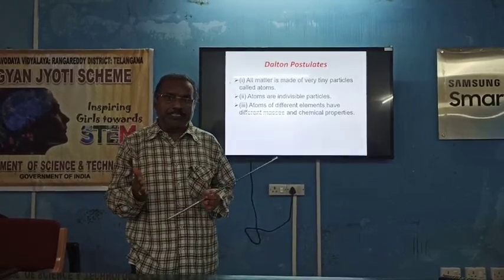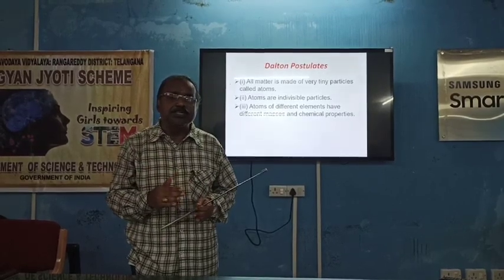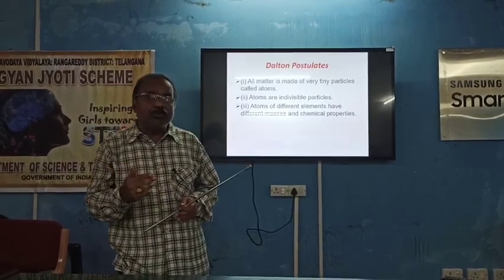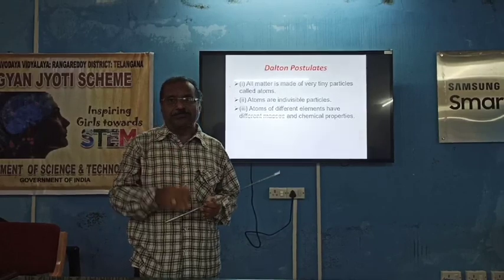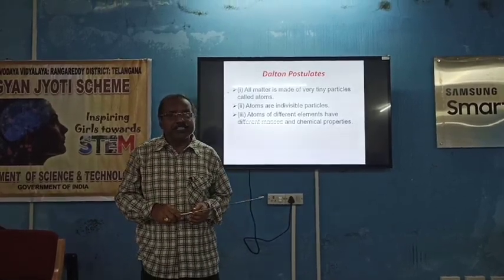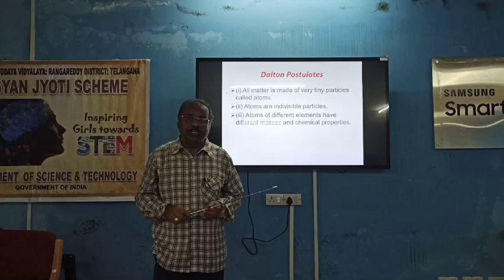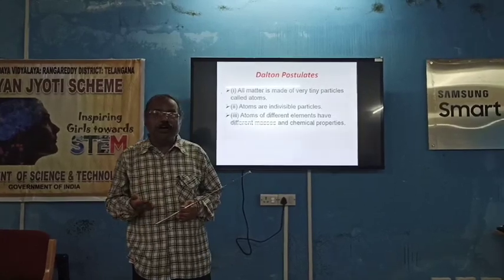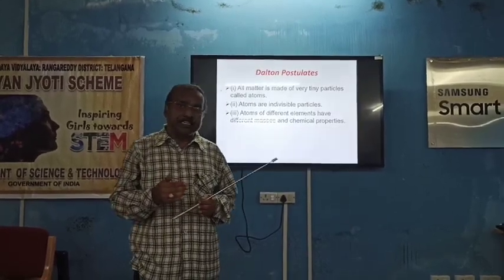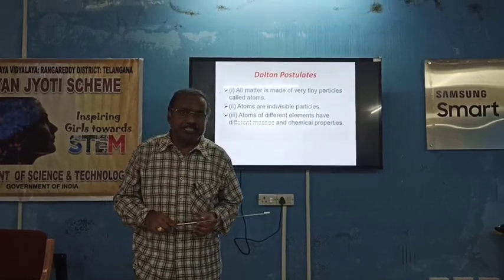Matter is made up of tiny particles, but different types of substances show different properties. So what makes them differ? Moreover, Dalton says the atom is indivisible. Is it really indivisible, or is there anything inside? That is another question in the minds of the scientists.